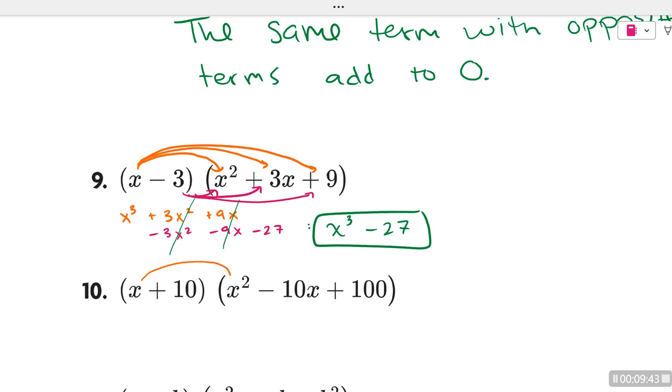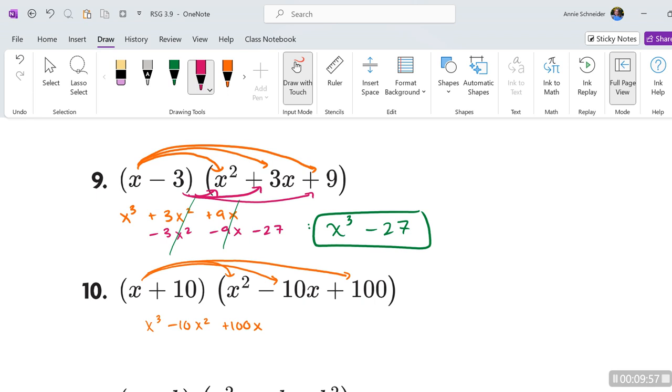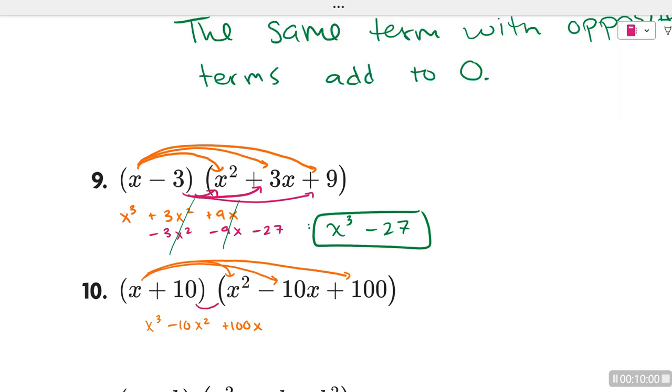So problem 10, x times x squared gives us x cubed. X times negative 10x gives us minus 10x squared. And x times 100 gives us plus 100x. I'll do this one in a horizontal fashion this time instead of vertical, just so if you prefer that method, you see both. So here 10 times x is plus 10x squared. 10 times negative 10x is negative 100x. And 10 times 100 is 1,000.